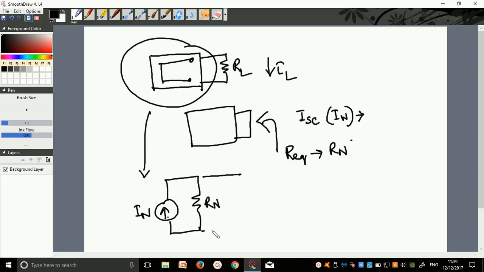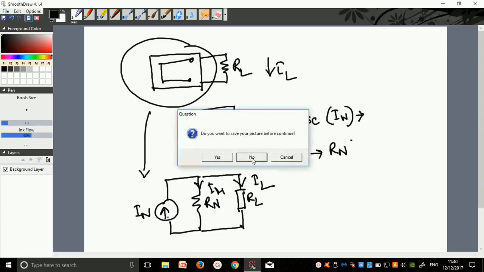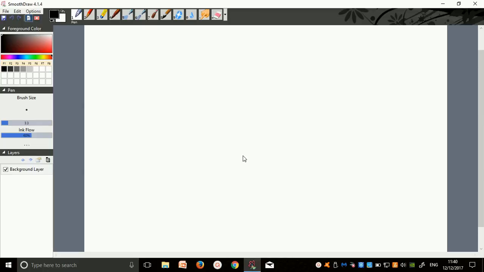Then we can add any load we can replace with this, and we can find out how much current will be flowing through my load simply by a current division rule. Say IL1, this is IL. So we'll quickly do one problem which will give you a better understanding.